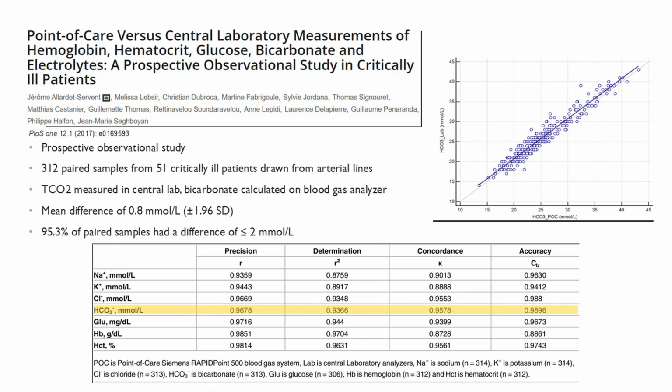Here's another study with 312 samples, 51 patients. These were all drawn from arterial lines, where the difference in total CO2 and calculated bicarb was 0.8, and 95.3% of those samples had a difference of less than 2 millimoles per liter. And then again, you can see that the R squared for this is 0.9366, so highly correlated.